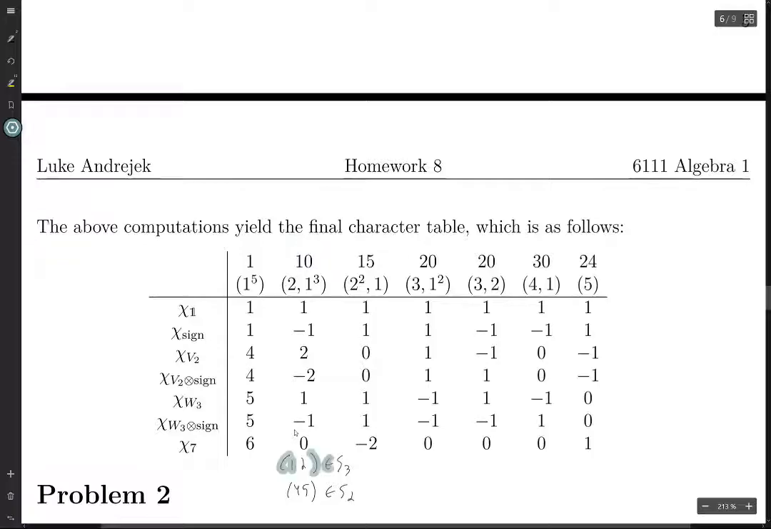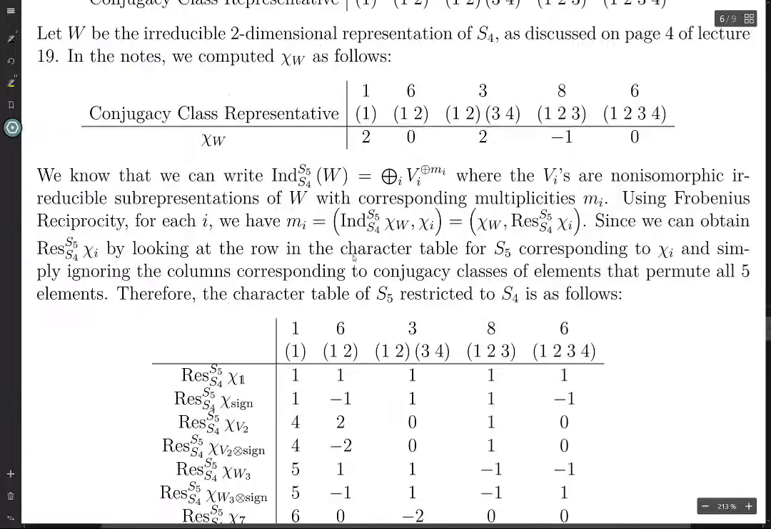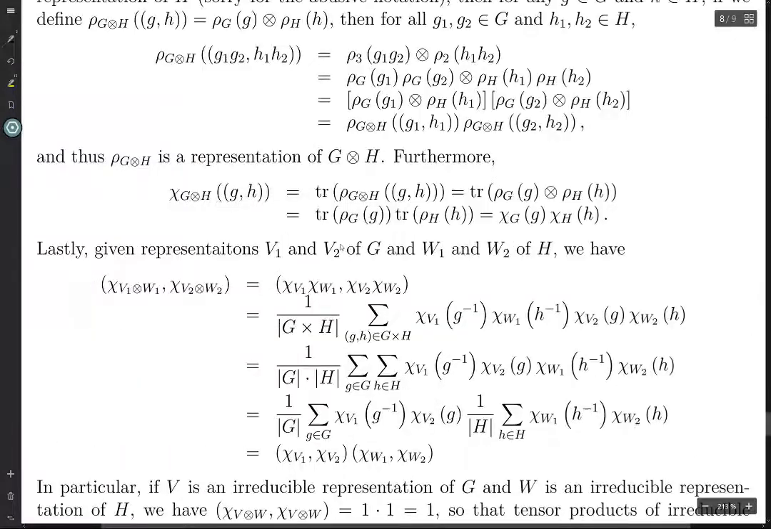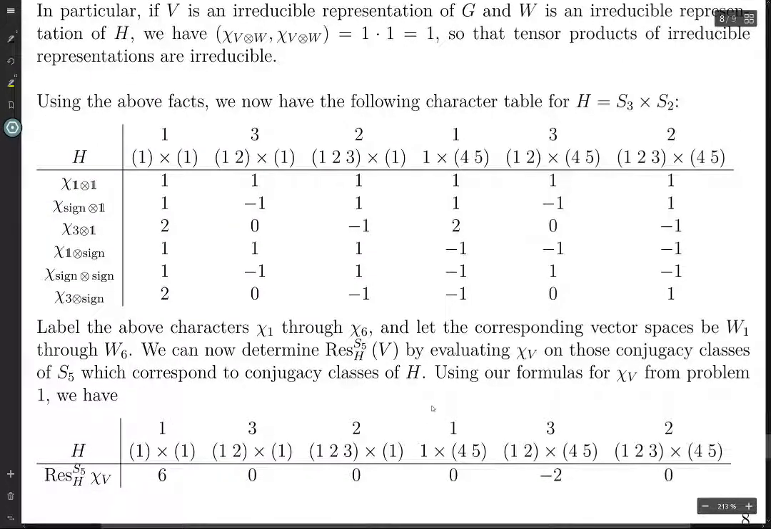But the main thing to keep in mind in this problem when we do the restriction is that we're going to get a bunch of zeros, and the 6 is going to stay with the trivial one, and negative 2 is going to stay with 2 squared. So this is going to be things of the form like (1 2)(4 5). Alright, so let's bring these into our restricted character thing and figure it out.